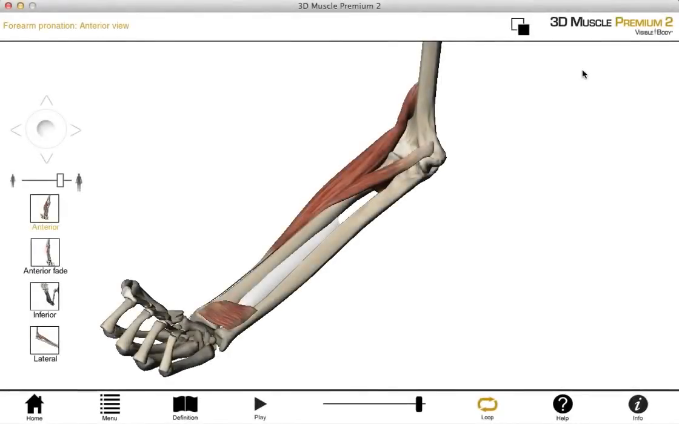In this tutorial, I'll be discussing the forearm bones. In anatomical position, the ulna is the medial forearm bone, and the radius is the lateral forearm bone. Both of these bones are considered to be long bones because they're longer than they are wide.